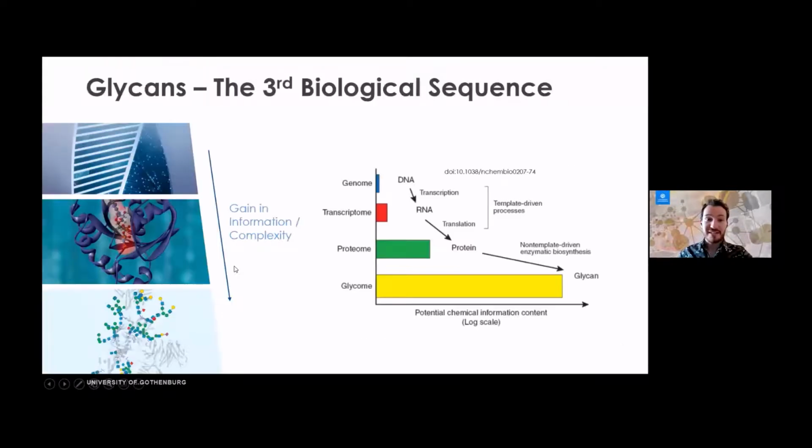What are glycans? Glycans are a biological sequence, a biopolymer, and they are in some ways connected to the other biological sequences, to DNA, RNA, and protein, but not in the traditional sense that these other sequences are connected with each other. So DNA flows to RNA, flows to protein, which is the central dogma of molecular biology, of course. Glycans, in theory, flow from proteins, but not in a template-based manner.